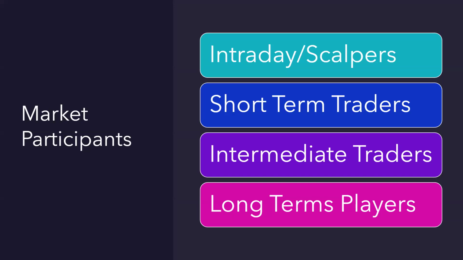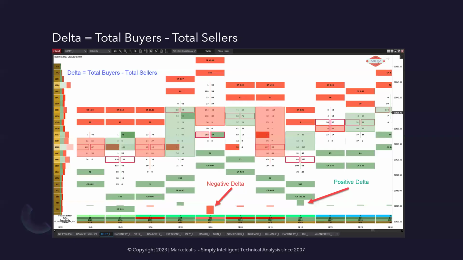So if you're randomly buying from somebody, you are most likely going to end up buying from an intraday trader, scalper, or short-term trader. Even though they are a relatively small community, the volume these participants make on a day-to-day basis is relatively large in numbers because they take mostly short-term bets.